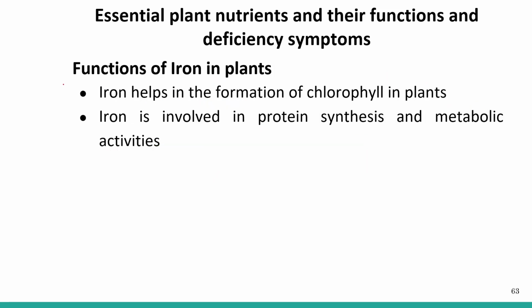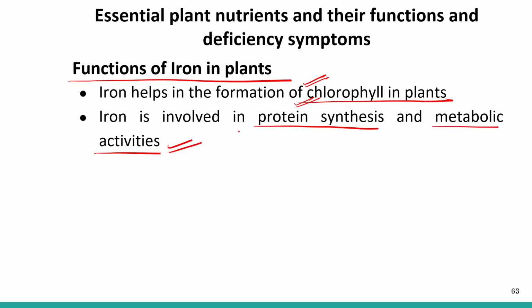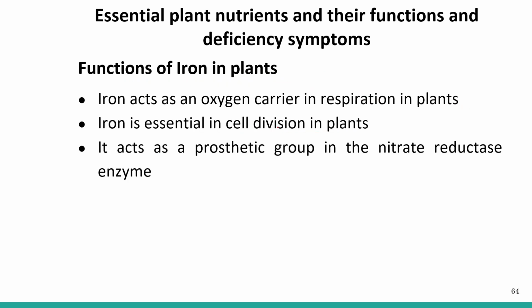Functions of iron in plants. So what are the functions? Iron helps in the formation of chlorophyll in plants. So indirectly it is required for the formation of chlorophyll. Iron is involved in protein synthesis as well as other metabolic activities. Iron acts as an oxygen carrier in plant respiration. Very important. So oxygen carrier proteins are there, and for the synthesis of that oxygen carrier protein there is a requirement of iron.